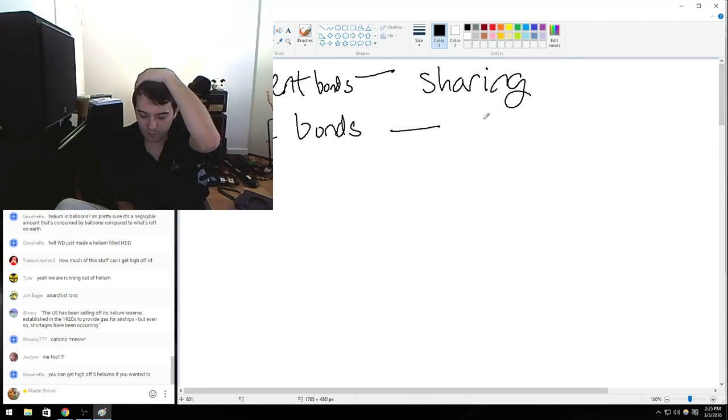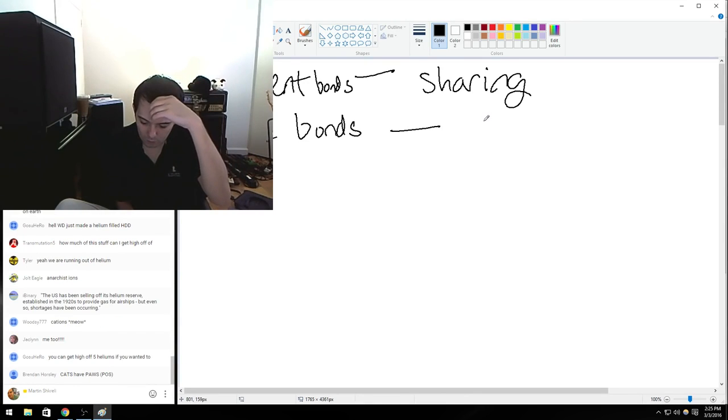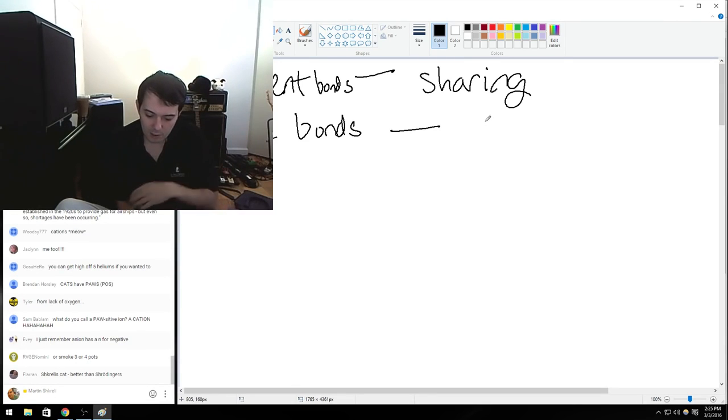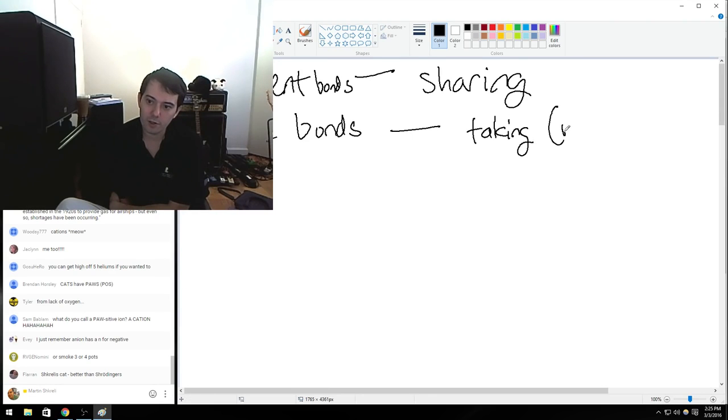Which are not sharing. In fact, they're sort of taking, if you think of it that way. They're this taking of electrons. It's unequal, very unequal sharing.